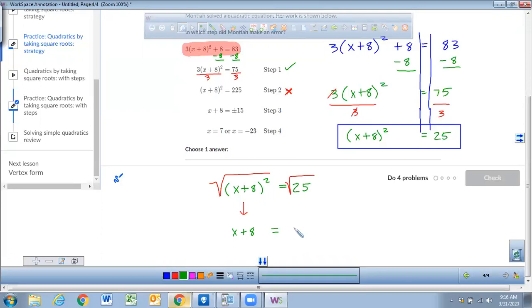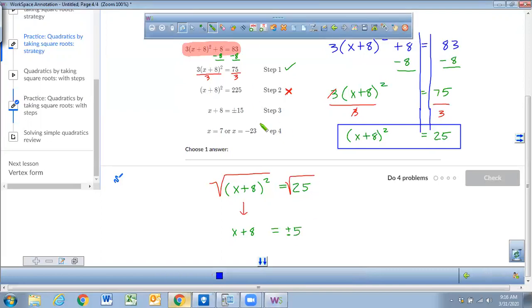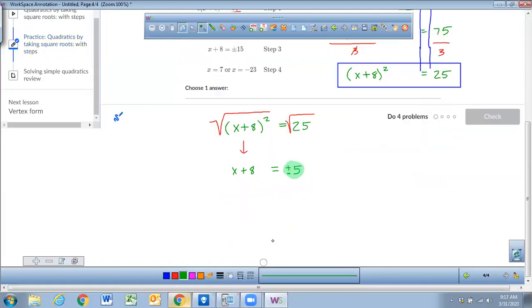5. You're right, it's going to be 5, but what else do I have to put? I have to put a plus or a minus. That's the most important thing, so I'm going to highlight that. Whenever you're solving using a square root, you have to do a plus or a minus. A number plus 8 could equal a positive or a negative 5.